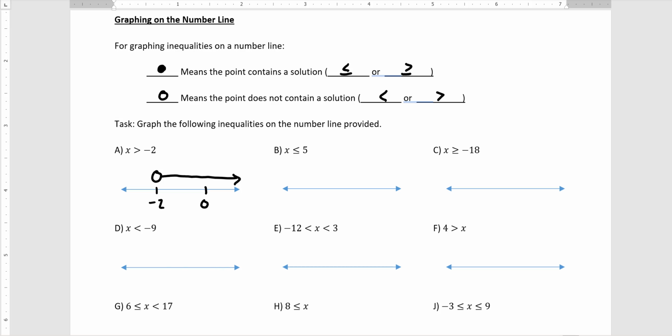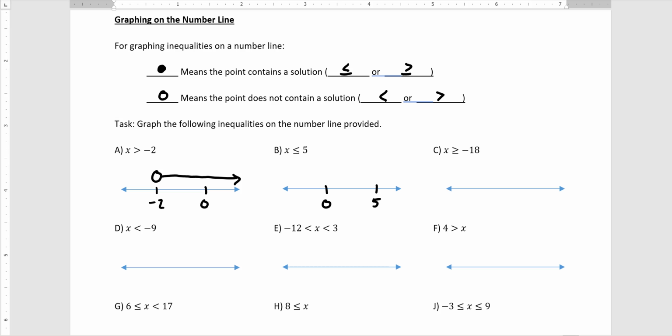Looking at letter B, x is less than or equal to 5. So I obviously need to plot 5 on my number line. I'm also going to plot 0, just because 0 is a nice number. You don't have to plot 0. I'm not going to take off points if you don't plot 0. I just think it's helpful. So x is less than or equal to 5.